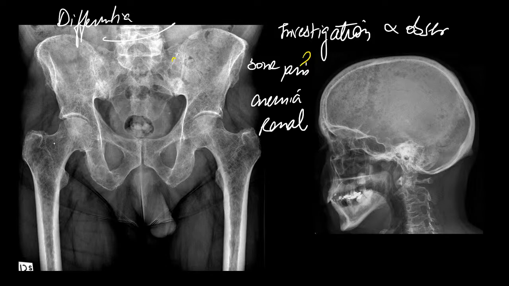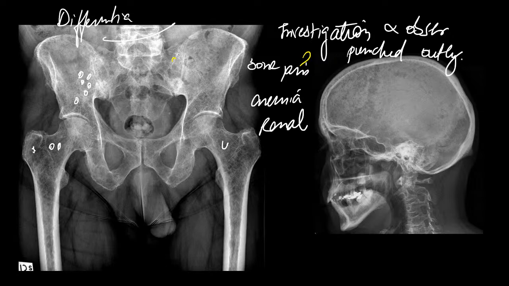Anyone, guys, what are your observations? What are your observations in this image, guys? We can see multiple tiny lucencies within the pelvis, then your head and neck of femur, then also you can see punched out lytic lesions in the skull.